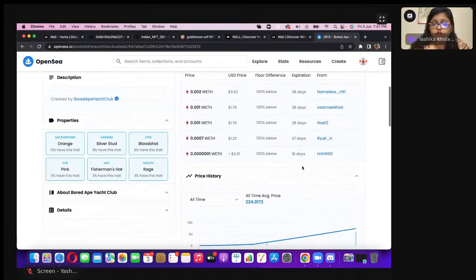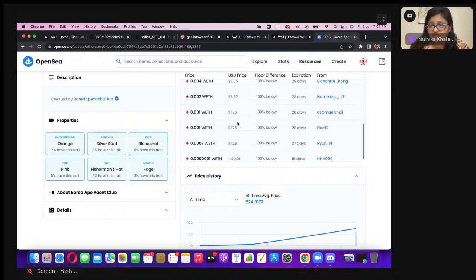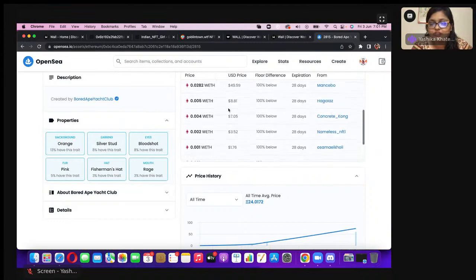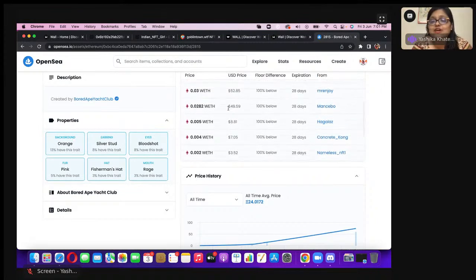And now for the auction, you can see how many people have put a bid. Somebody said they want to buy it for just $0.01. Somebody is ready to buy it for $1.23. Someone bidding for 1.76. Definitely, if somebody bought it for 75 ether, he's not going to sell for $1 or $3, right? But I think why people still make these sort of bids is because you never know.